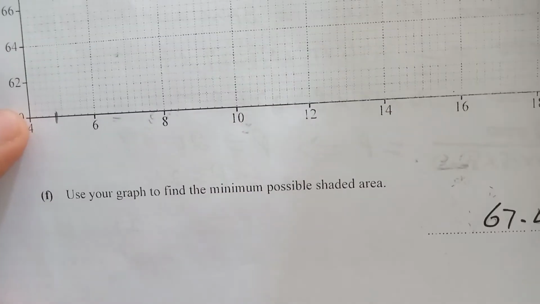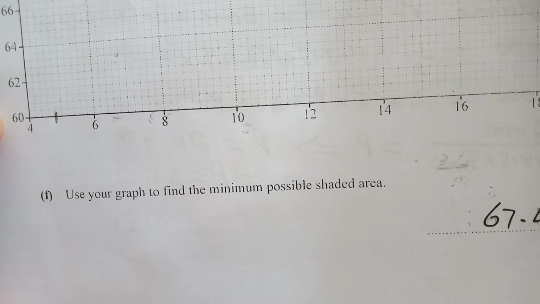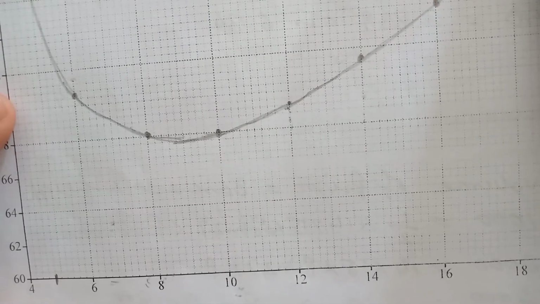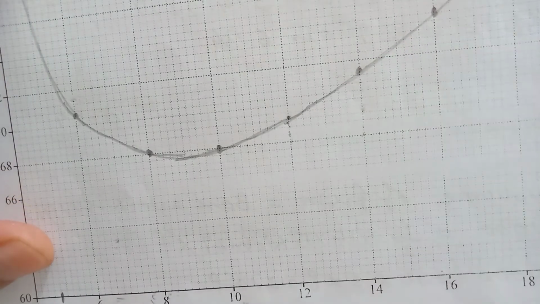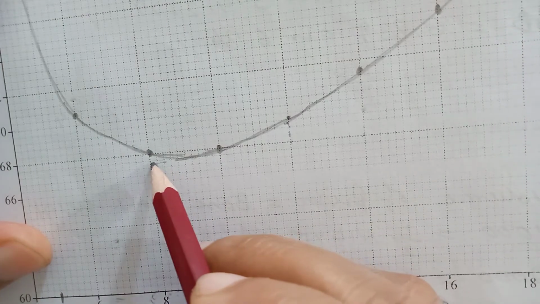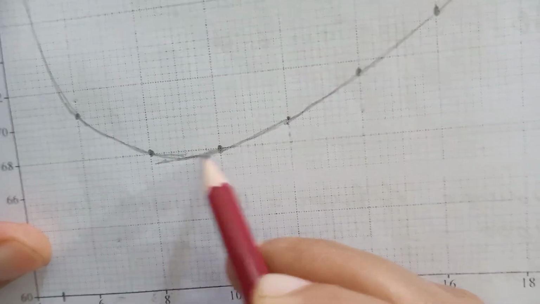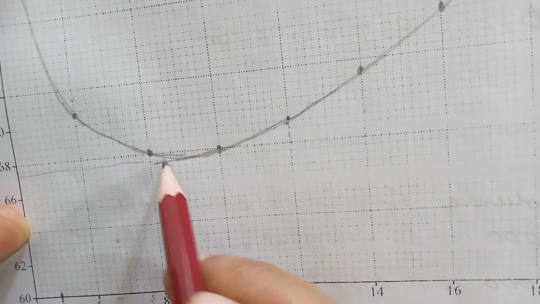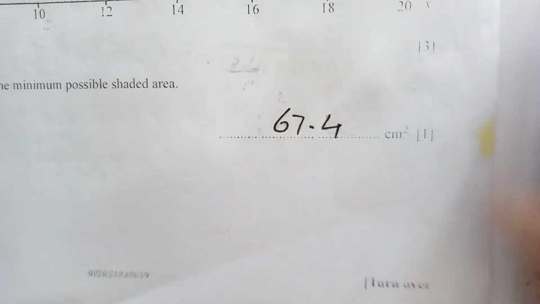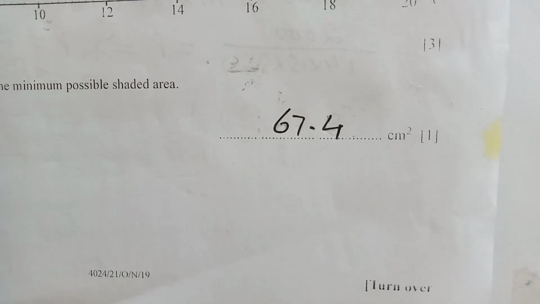The next part of this is use your graph to find the minimum possible shaded area. So minimum is the point where your curve turns. So this is the minimum value. So opposite this you will read the value, that will be 67.4.